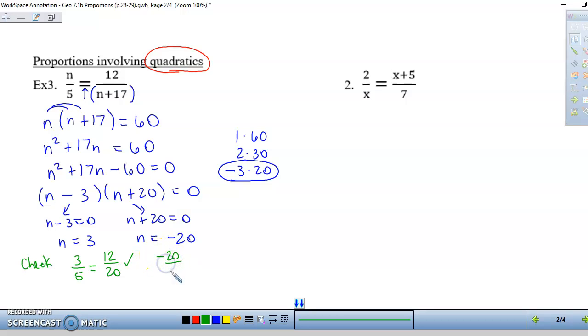So negative 20 over 5 plugging in, and then 12 over negative 20 plus 17, which is negative 3. If I cross multiply here, I get 60 and I get 60, so that checks. Or if I reduce this, it would be reducing to the same thing. They would both reduce to negative 4. So that also checks. So you can check them as well if you're unsure. Okay, so we are going to leave this one again to do tomorrow during class.